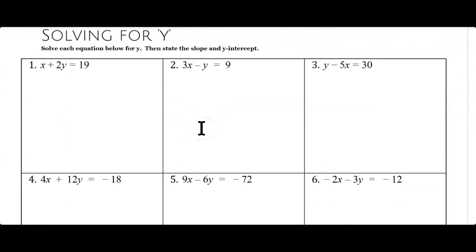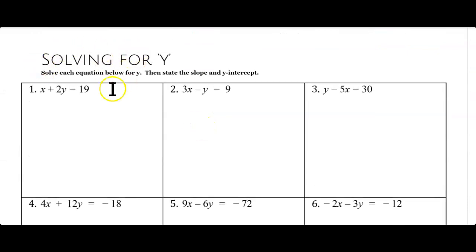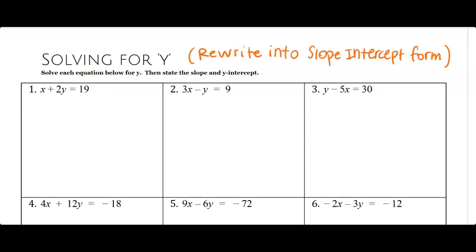So remember solving for y. This is really just rewriting into slope-intercept form. So when we rewrite into slope-intercept form, we want it to be y equals mx plus b. We want that general form. So to do that, we'll use inverse operations.